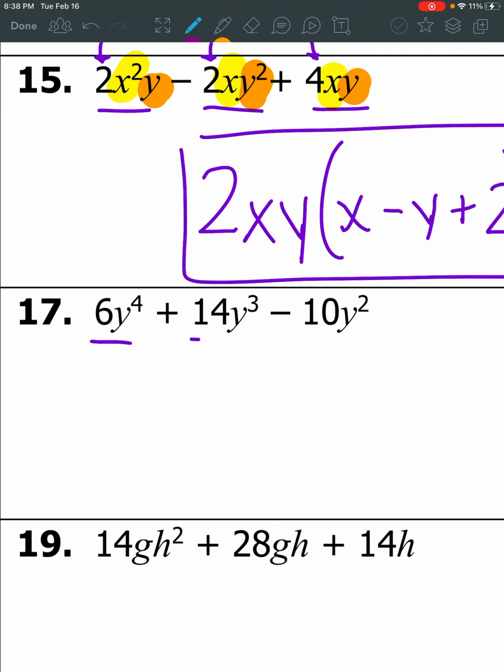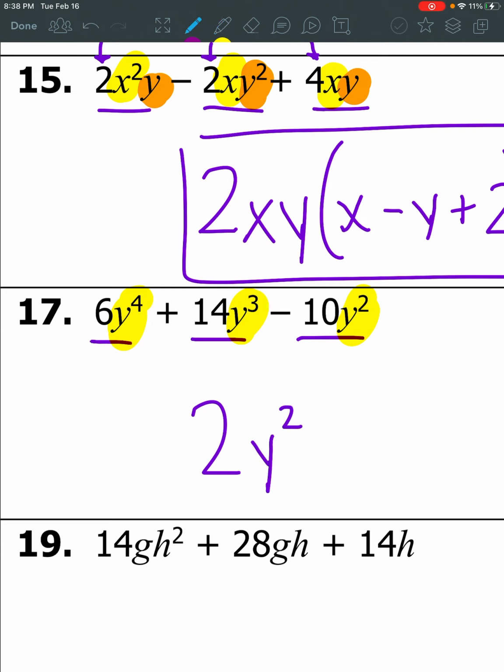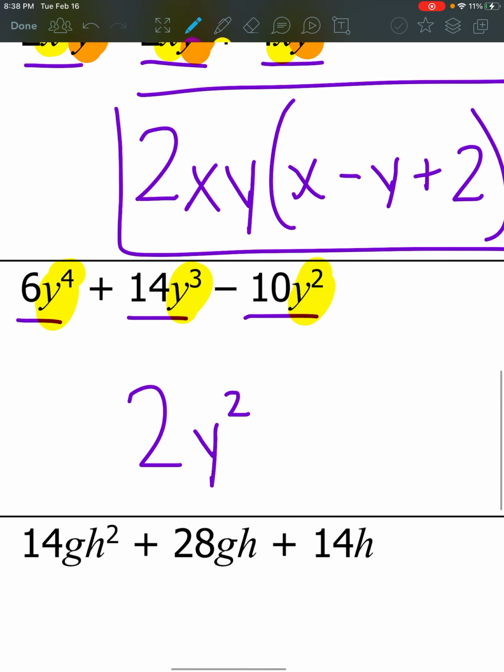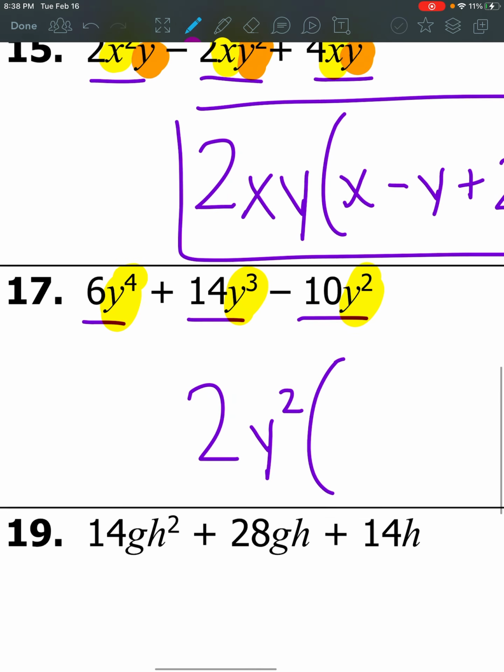I'm going to do one more simply because this one has higher powers on your variable. So 6, 14, and 10, the highest GCF for those would be 2. Then we have y fourth, y to the third, y squared. So they have a y squared. Take the smallest power. They only have 2 y's in common. That's the most. So we pull that out front, and now we divide everything by 2y squared.